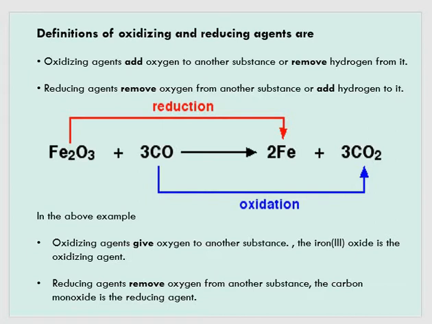So here ferric oxide Fe2O3 is the oxidizing agent since it adds oxygen to another substance. In the same way, carbon monoxide is a reducing agent since it removes oxygen from ferric oxide. So, oxidizing agents add oxygen to another substance or remove hydrogen from it. In the same way, reducing agents remove oxygen from another substance or add hydrogen to it.